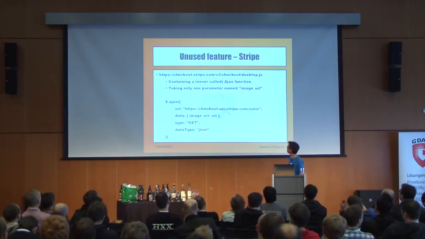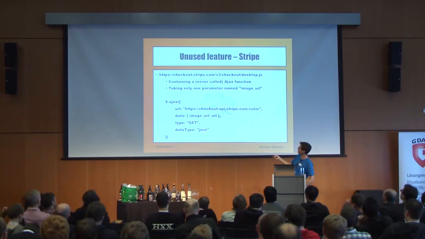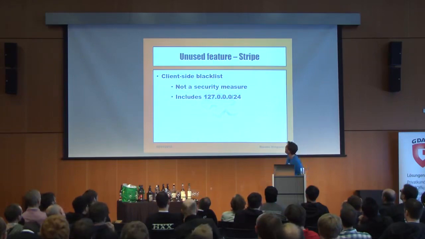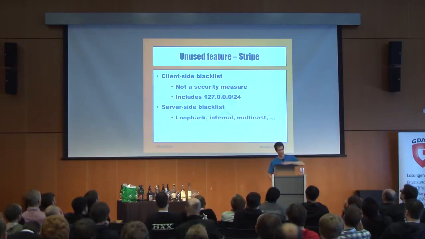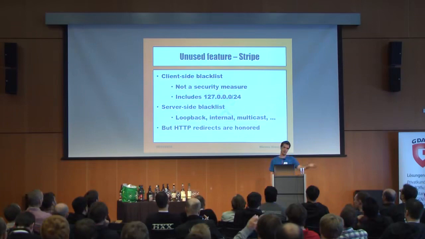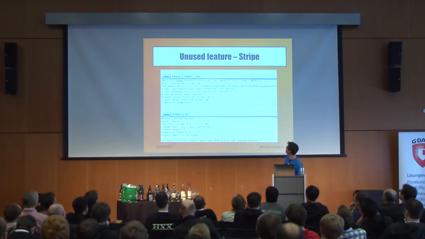And this is what you can find in the JavaScript code. So you don't have a lot of information. You have the name of the parameter, and it's a GET, and you will get JSON data back, and this is your target. And in fact, yes, we had a client-side blacklist. I don't see the point. Anyway, they also have a server-side blacklist. And everything is blocked, loopback, internal, multicast, but before following HTTP redirect. So you only have to redirect to your own server and then go back to the internal network. And this is what is possible.